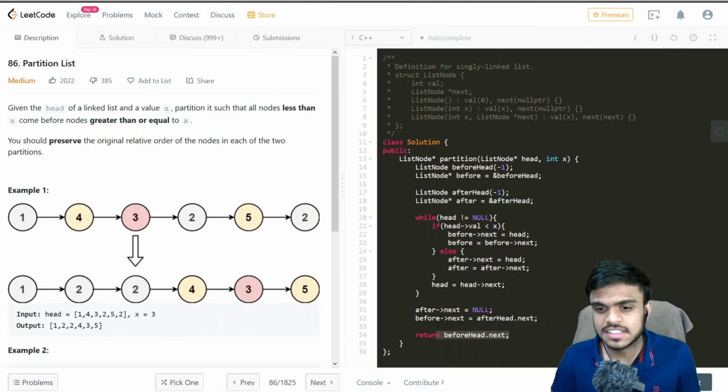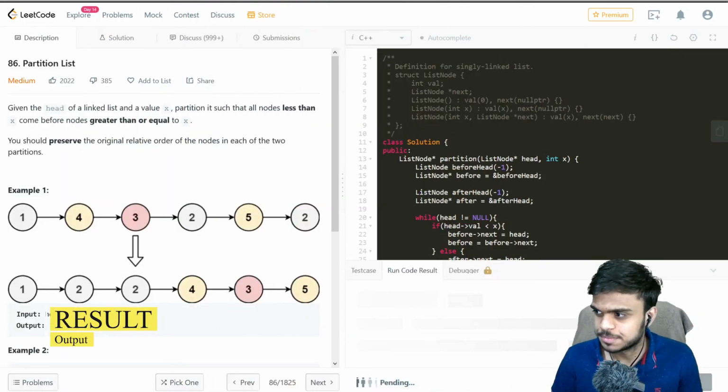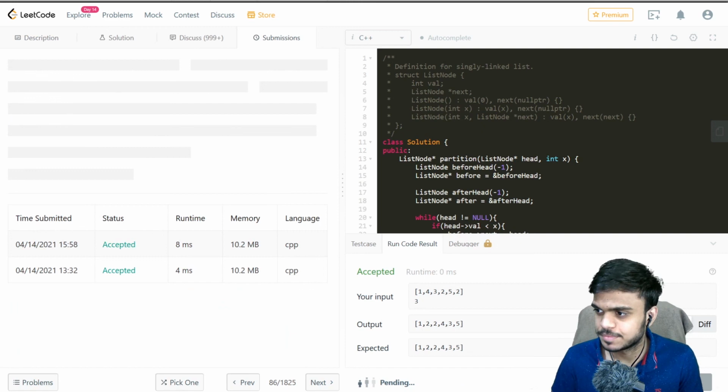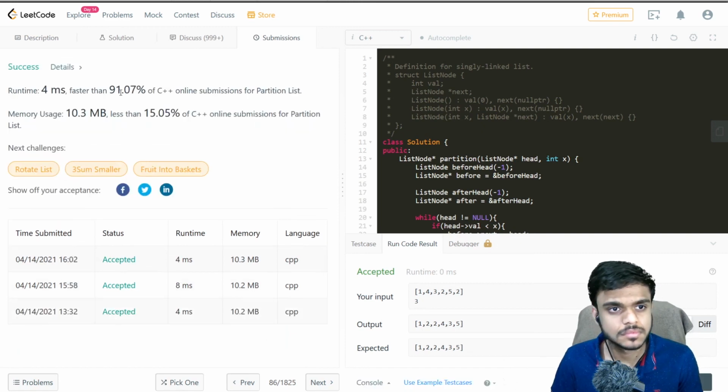That being done, let's run the code and see if it works. Okay, now let's submit it. And yes, it is faster than 91% of C++ submissions and uses less space than 15% of C++ submissions.